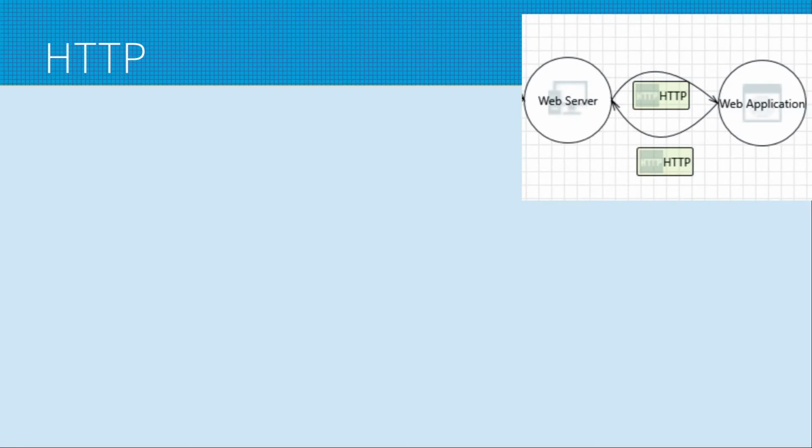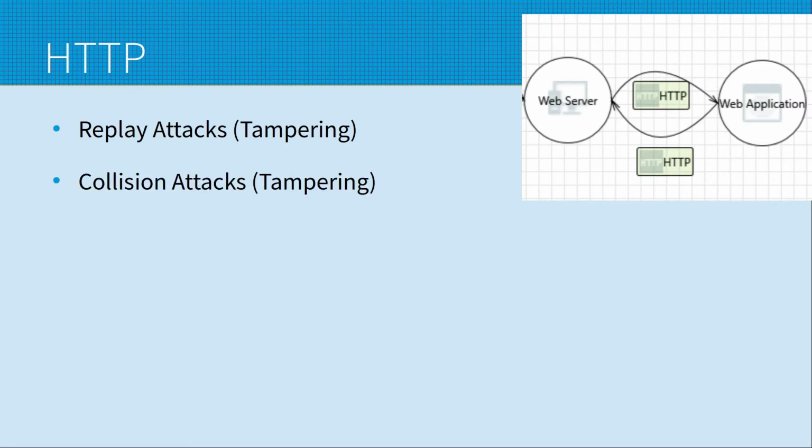The first threat that the tool identified is replay attacks. This is something I was already aware of. It's protected when going over the internet through the use of HTTPS, and it's basically down to the security of the local network for this. The same for collision attacks.